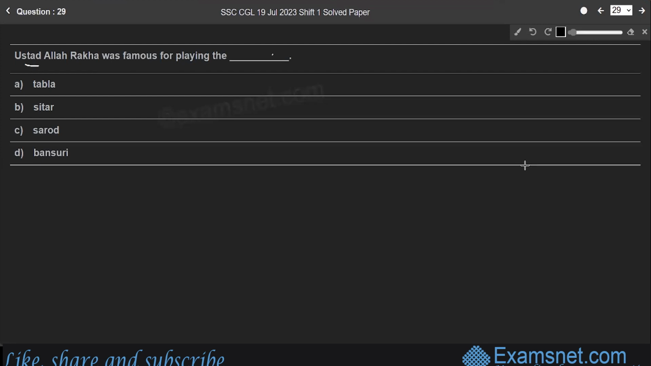Question 29. Ustad Allah Rakha was famous for playing the dash. Ustad Allah Rakha Qureshi, popularly known as Ustad Allah Rakha, was an Indian tabla player who specialized in Hindustani classical music. So option A is the right answer. He was a frequent accompanist of sitar player Pandit Ravi Shankar and was largely responsible for introducing tabla to the Western audience.